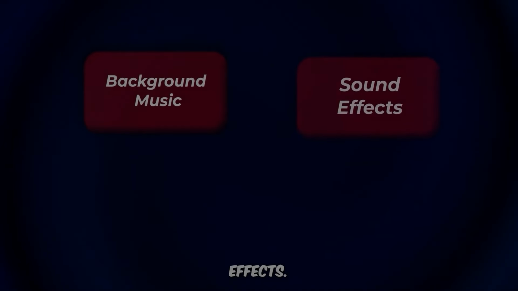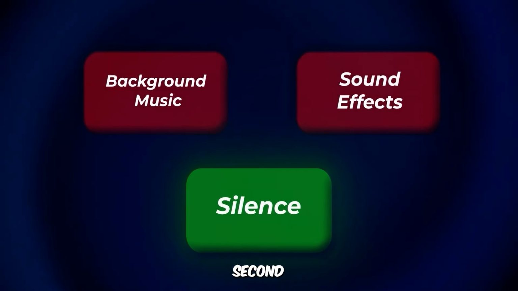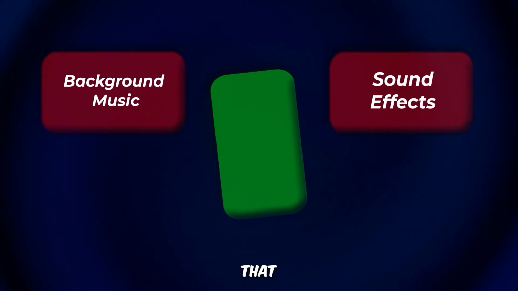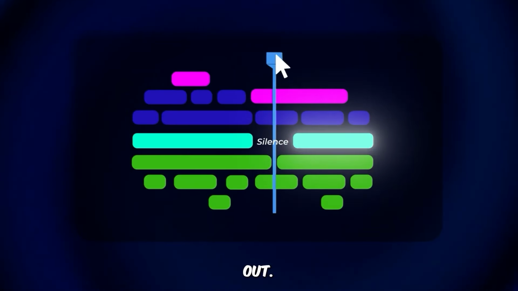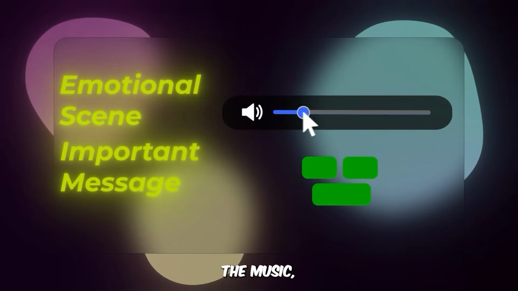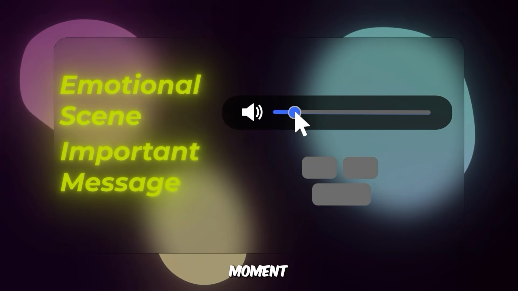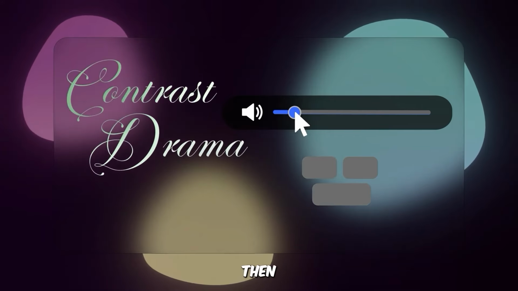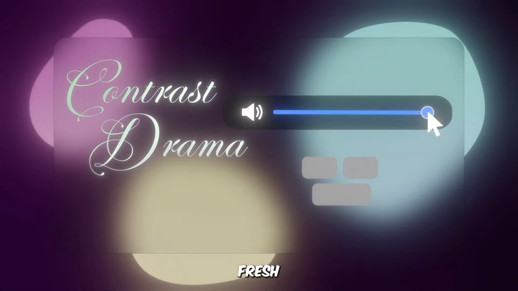You don't always need background music or constant effects. Sometimes cutting the sound entirely for a second makes the next sound even more impactful. It is silence that makes the sound stand out. When I'm editing an emotional scene or an important message, I'll often bring down the music, mute the effects, and just let the moment breathe. That creates contrast, it creates drama, and then when the sound comes back, it feels fresh again.